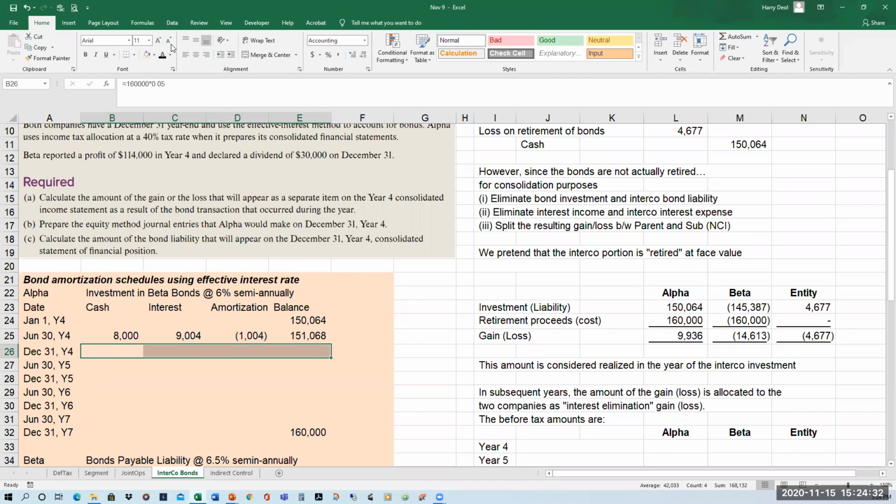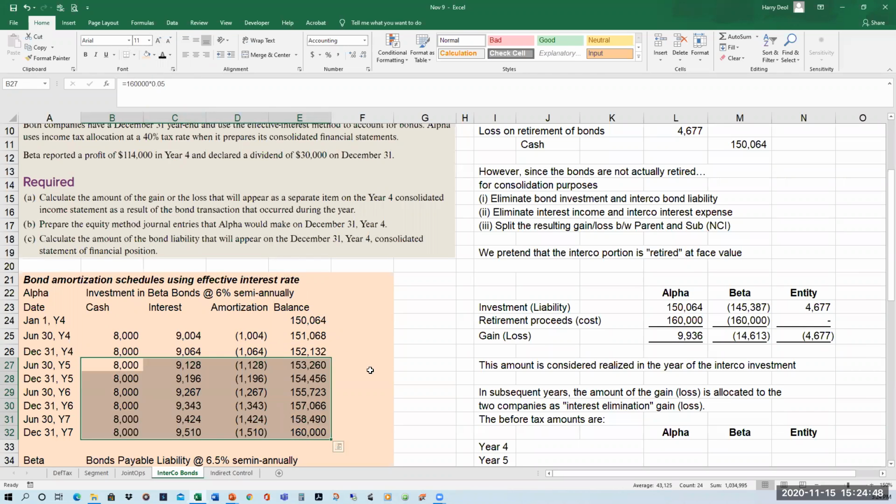Similarly, the next round will have slightly more interest, resulting in a slightly higher negative amortization, resulting in a balance of 152,132. Over the years, the bonds will effectively be amortized. The discount will be amortized over the period 2004, year 4 through year 7.